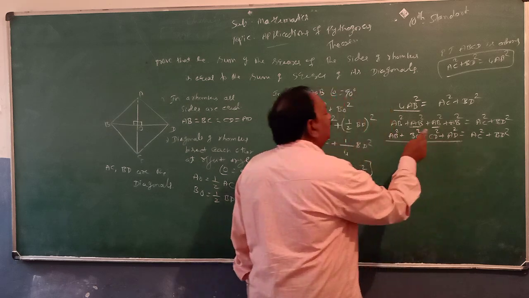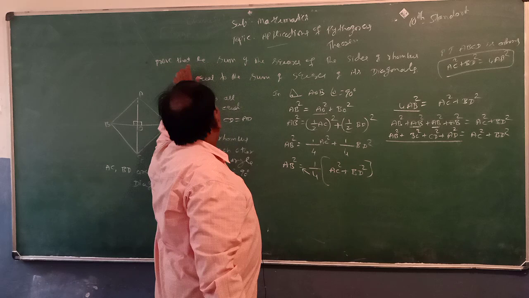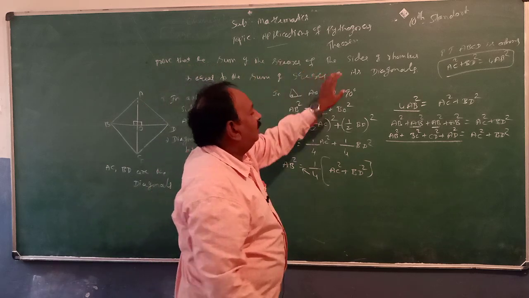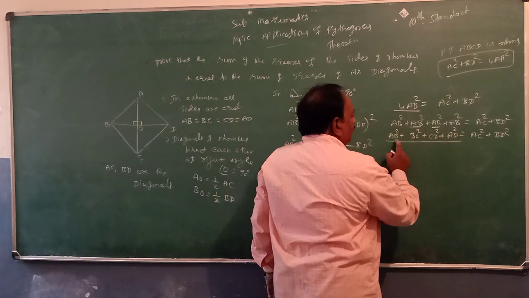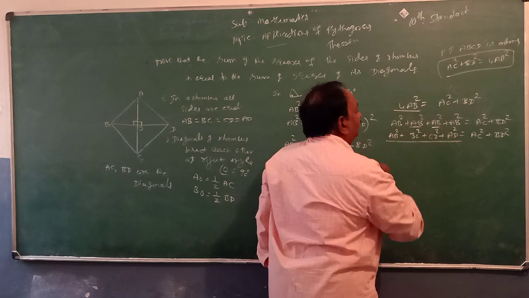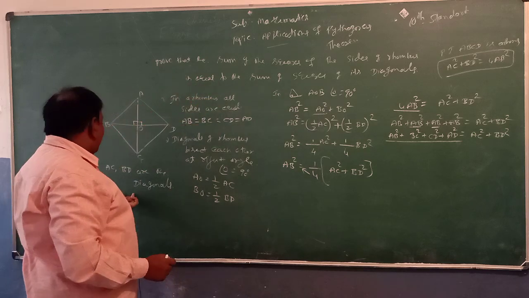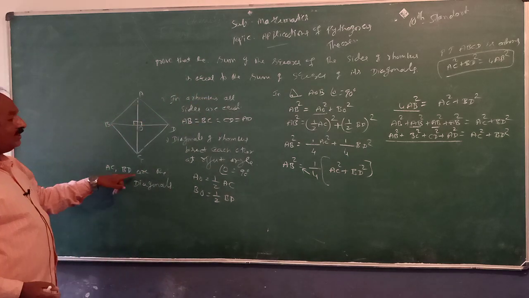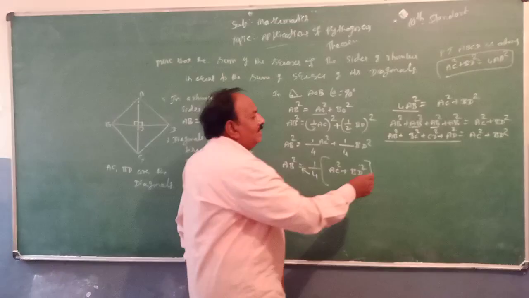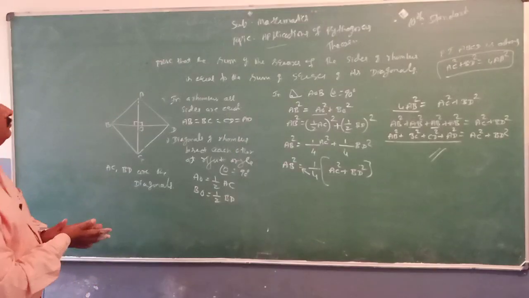AB, BC, CD and AD are the sides of this rhombus. Sum of the squares of the sides of the rhombus, AB, BC, CD, AD, these are all the sides of the rhombus, is equal to the sum of the squares of the diagonals. Which are the diagonals? AC and BD are the diagonals. This we have proved. I want to explain it once again.